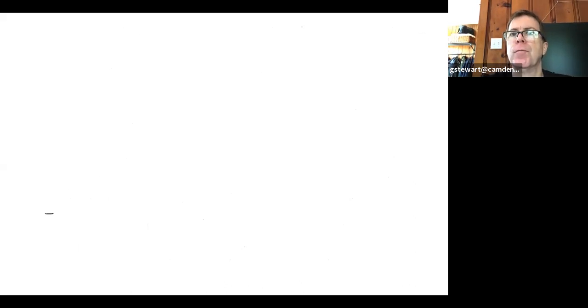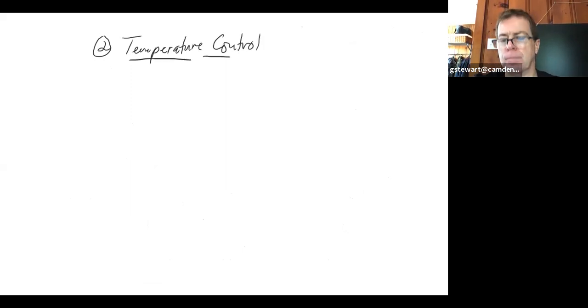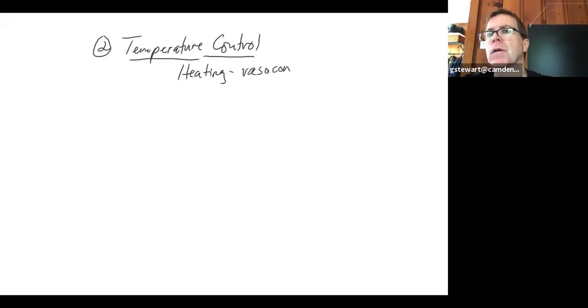Number 2, major function of the integumentary system, and try to remember to go in the order of your book. Temperature regulation. So just basically helps warm us, the heating, and vasoconstriction to the surface. So vasoconstriction, that means restricting blood flow to the surface of the skin can conserve heat.